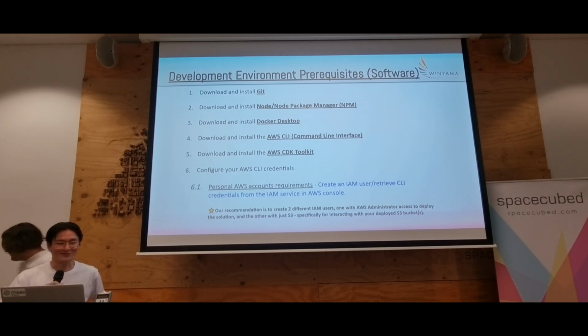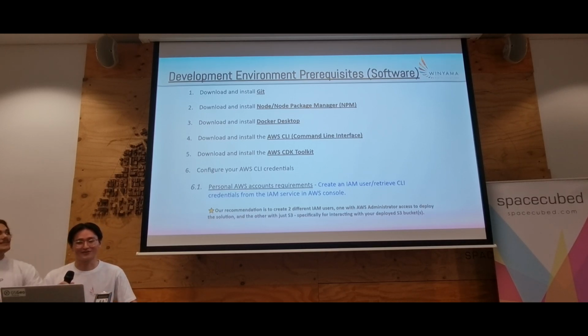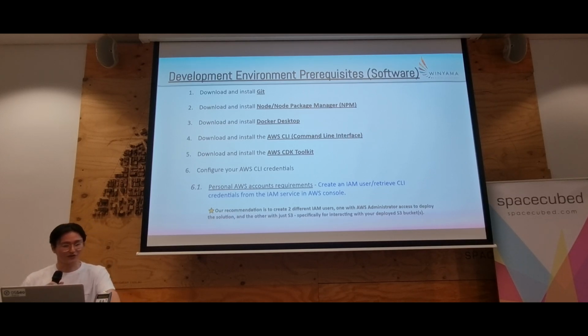So some prerequisites. We need to download and install a few things: Git, Node Package Manager, Docker Desktop, the AWS command line interface, and the AWS CDK toolkit. And we also need to configure your AWS command line interface credentials. We've been using an organizational version, but we did make a personal AWS account to show you exactly what's going on.